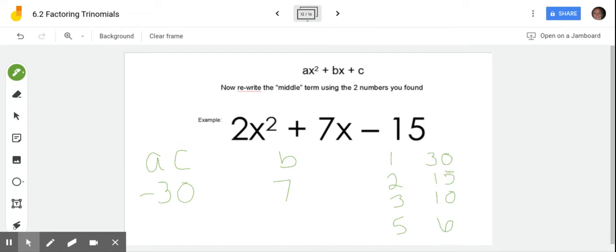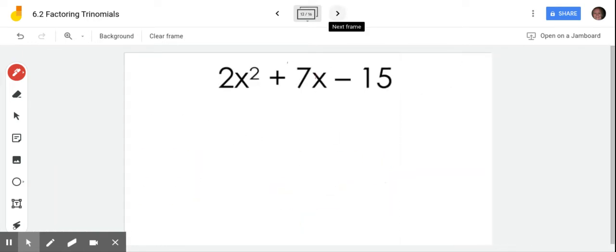So I'm looking for a combination where one of those numbers is going to be negative, and when I add them together, I get positive 7. The only combination that's going to work is going to be 3 and 10. And since I want the answer to be positive, 3 is going to be negative, and 10 plus negative 3 gives me 7. So negative 3 and 10 are my numbers.